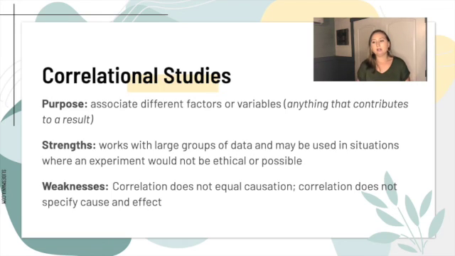The strengths here, it works with large groups of data and may be used in situations where an experiment would not be ethical or even possible. The weaknesses of a correlational study, correlation doesn't equal causation. So you haven't specified cause and effect. So the results may or may not be strong results.